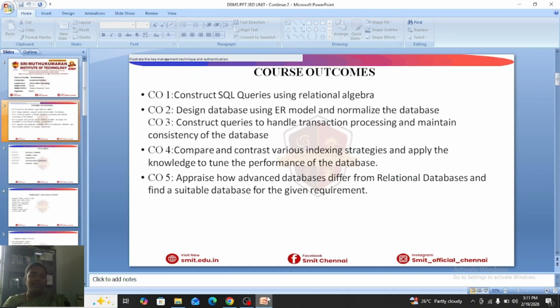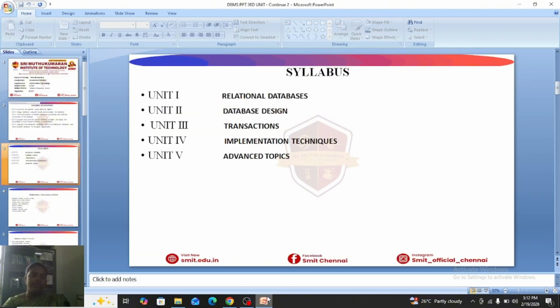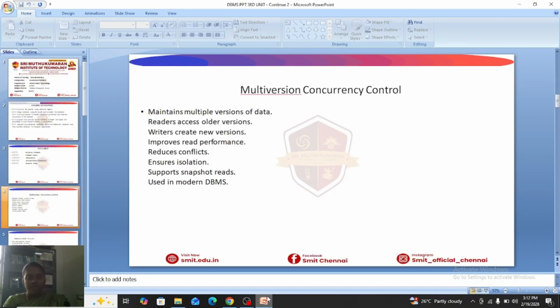We are going to see about course outcome 3: construct queries to handle transaction processing and maintain consistency of the database. Unit 3 is transaction. Now let us continue with multi-version concurrency control, okay?